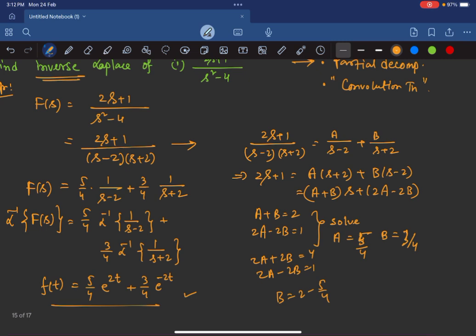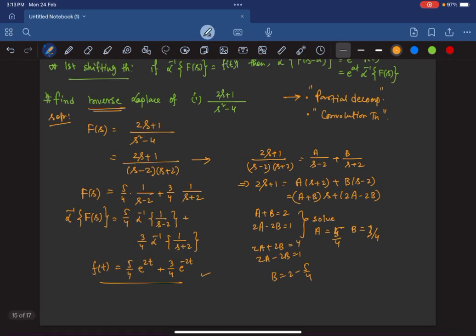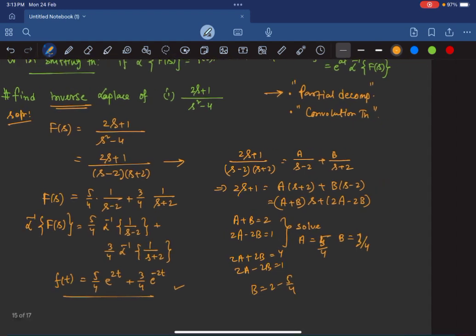This partial fraction decomposition method we apply to simplify the function, and after that one can immediately take the inverse. Okay, so this is one of the important types of question. So another you can take, suppose another question. Let me write this question for you.